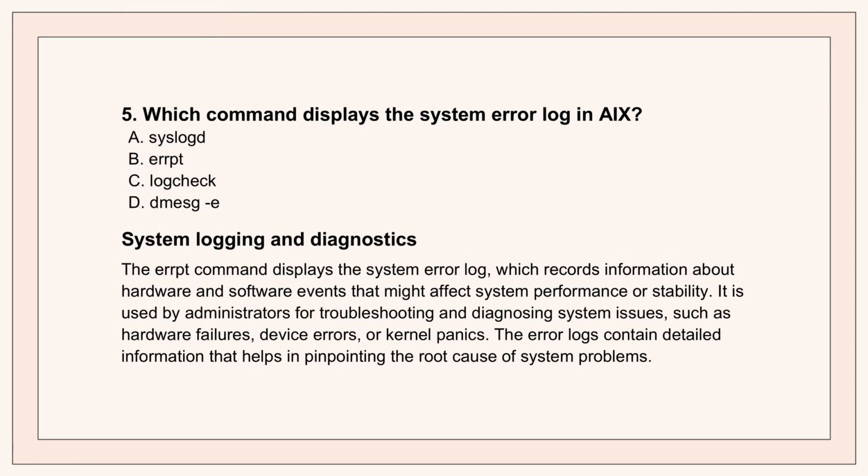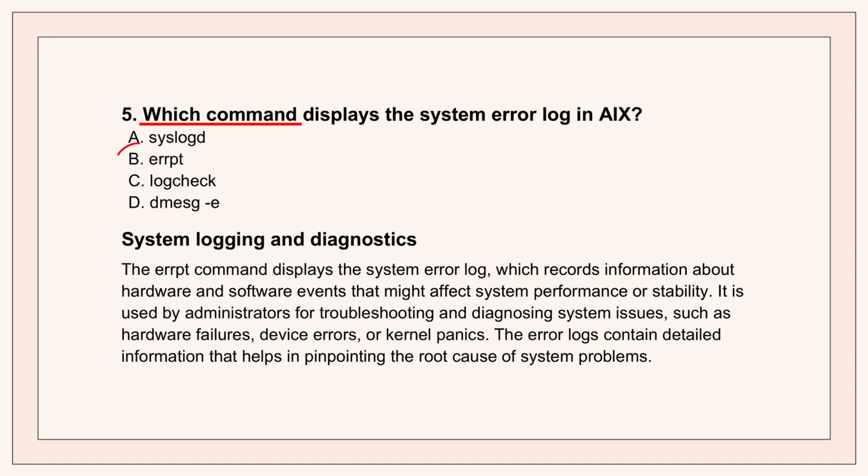Cool. Question 5. Which command displays the system error log in AIX? Options. A, syslogd. B, errpt. C, logcheck. D, dmesg. That would be B, errpt. errpt. So if my AIX box is acting weird, this is my first stop. Absolutely. Yeah. errpt is your window into system problems. Hardware acting up, kernel issues, software errors. Often they'll log an entry. And errpt shows you those entries.